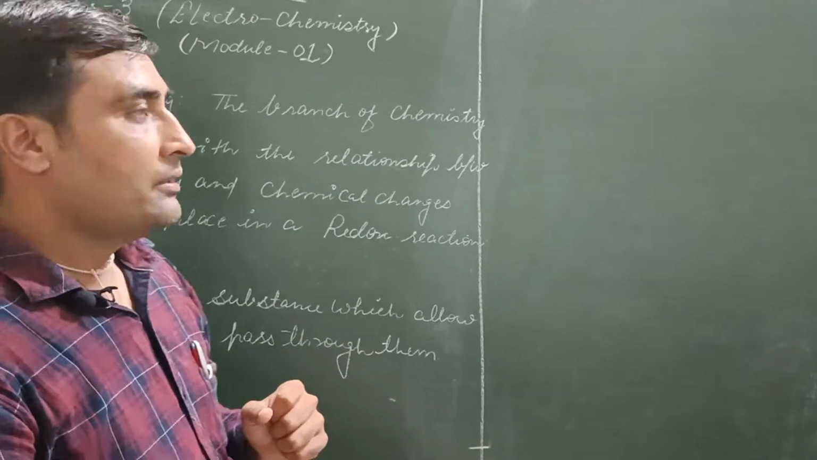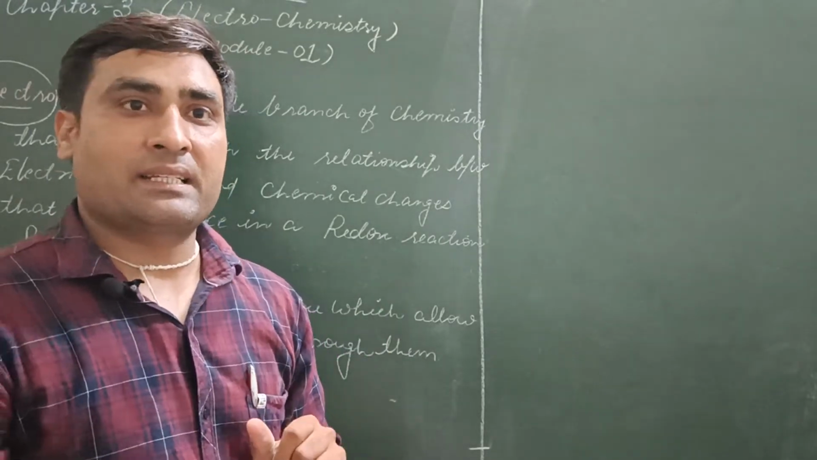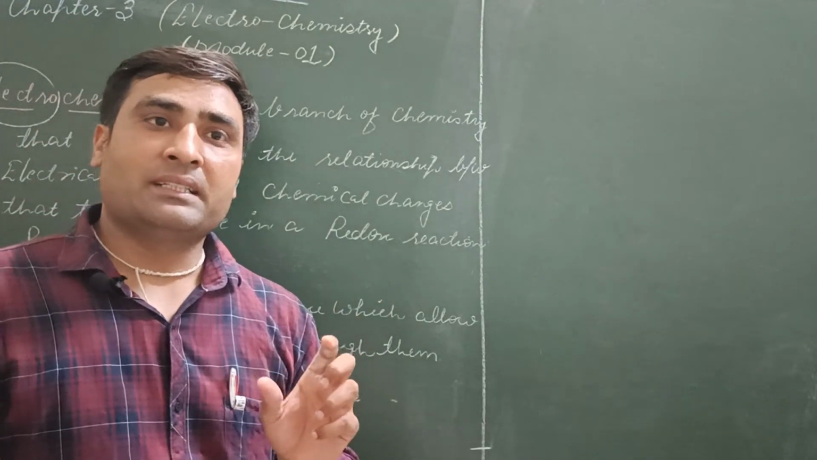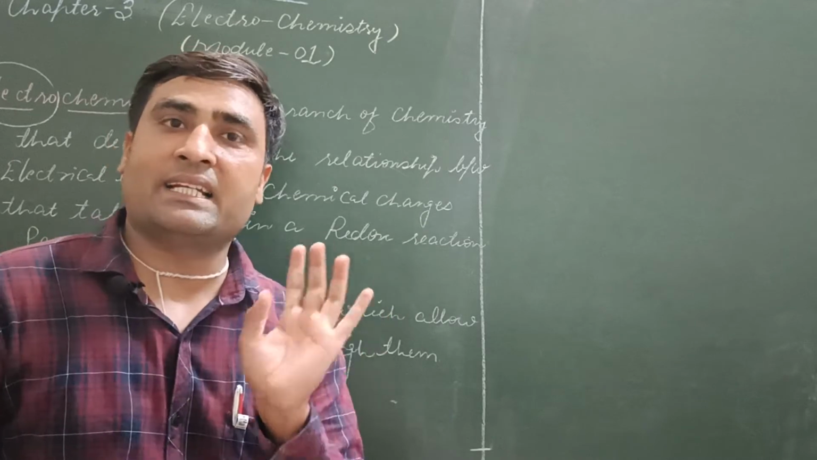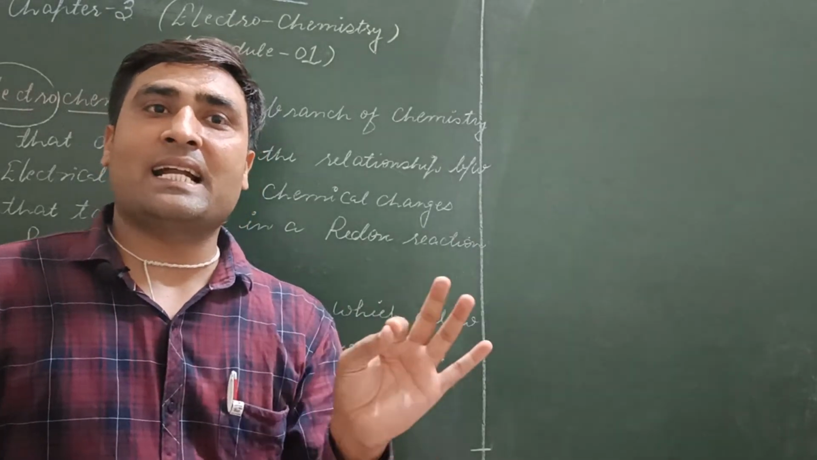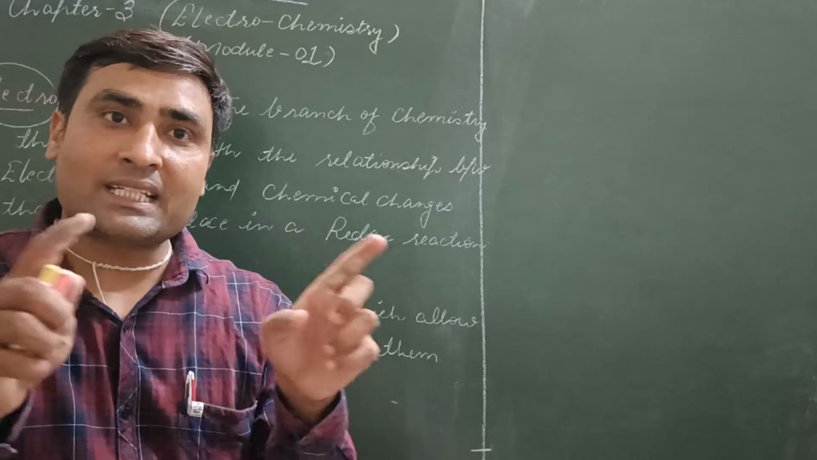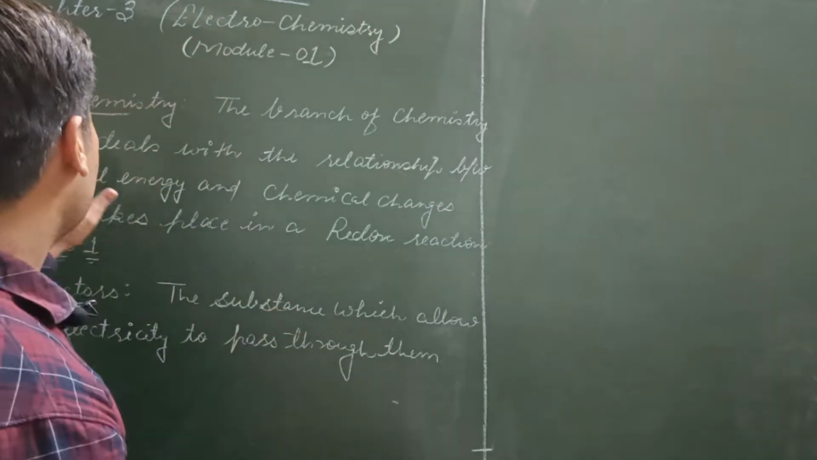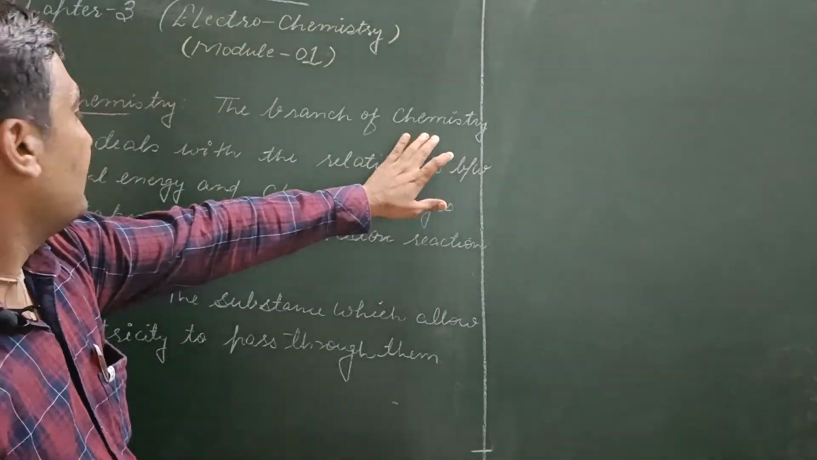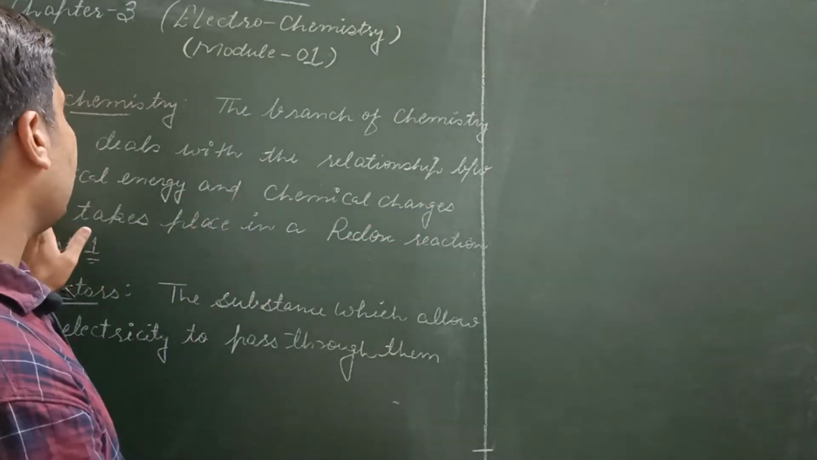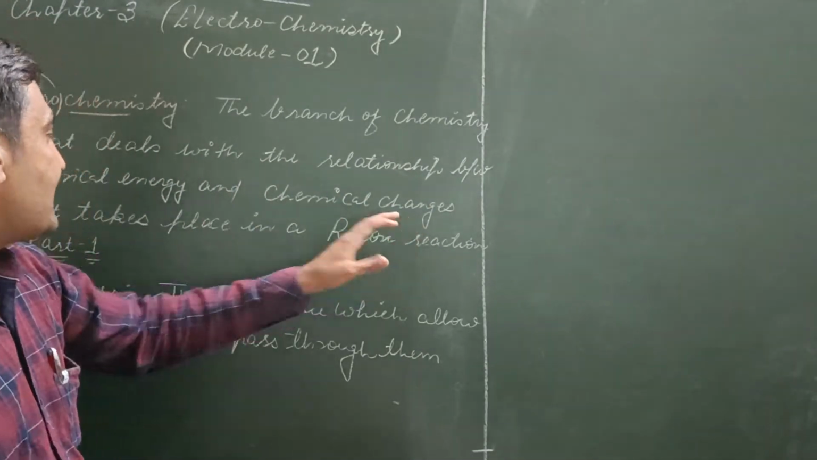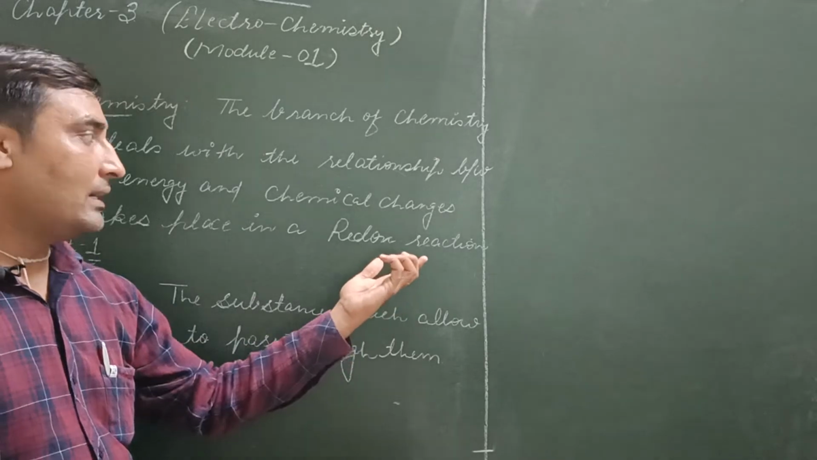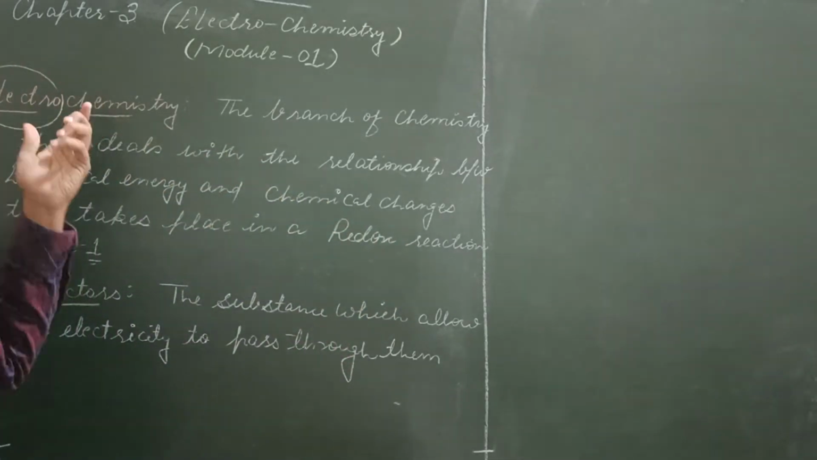So first of all, we are going to start with the term electrochemistry. What is electrochemistry? Electrochemistry is defined as a branch of chemistry that deals with the relationship between electrical energy and the chemical changes that take place in a redox reaction. Such a concept is called electrochemistry.